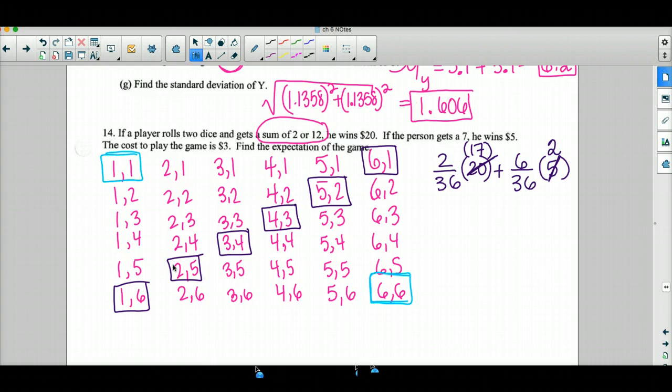No, because what probability is it that I'm going to lose? The rest, and the rest is 28 out of 36. So 2 out of 36, I'm going to win $17. Plus 6 out of 36, I'm going to win $2. Plus 28 out of 36, they're going to take my $3, and I'll win nothing. So that's how we would compute the expected value.